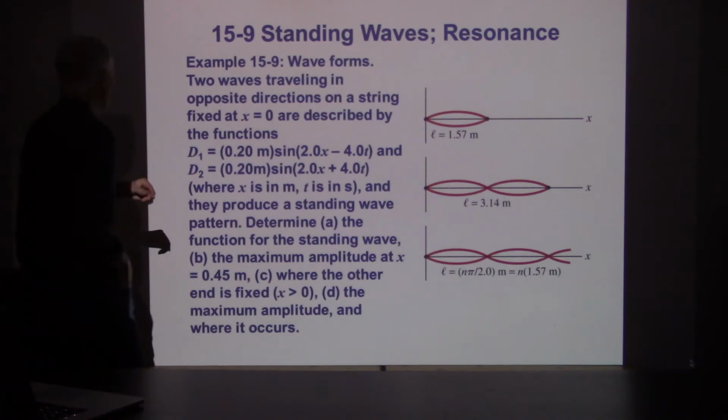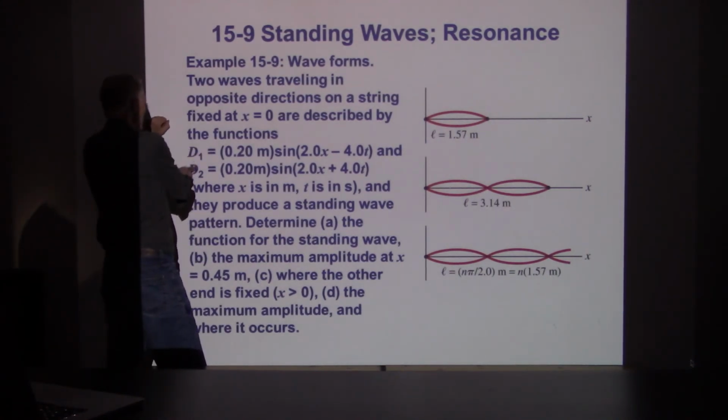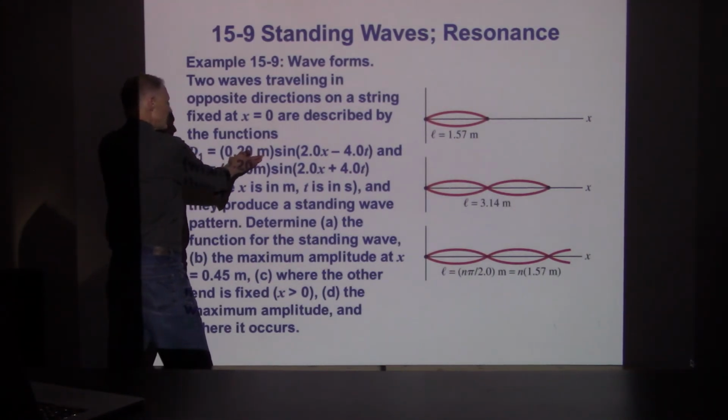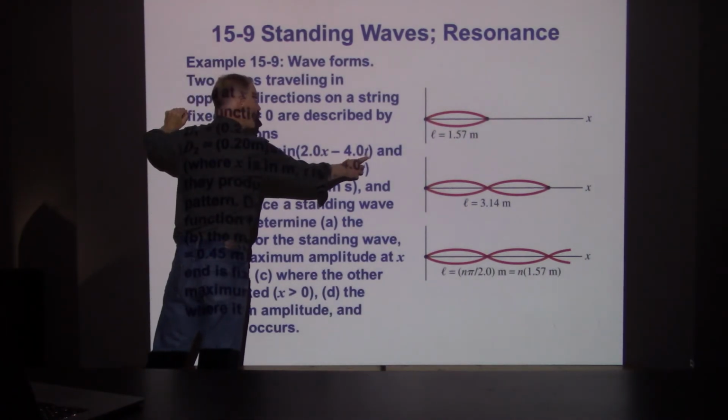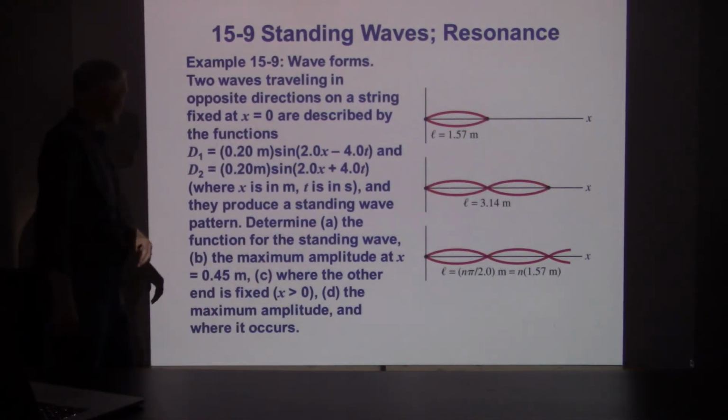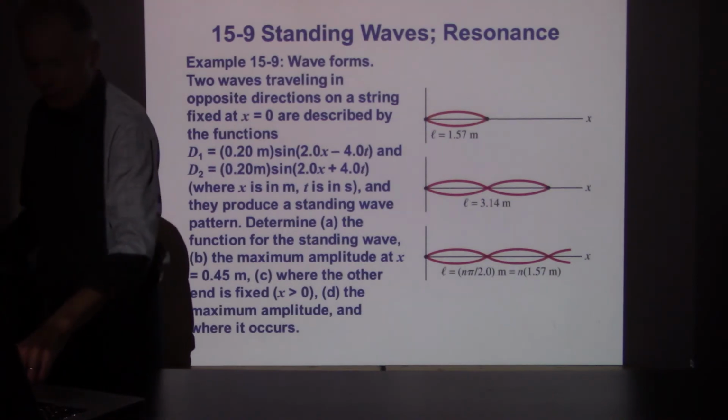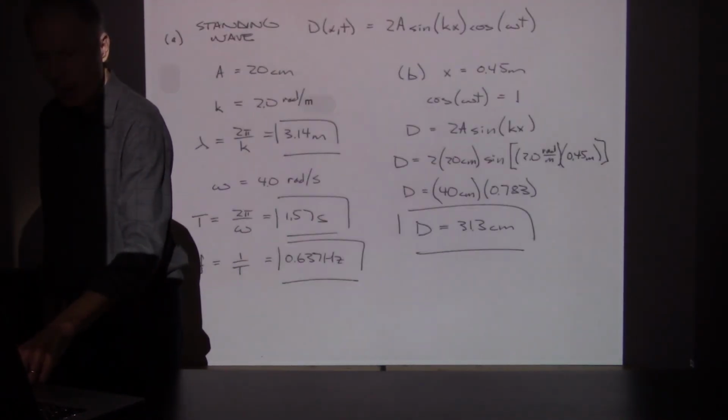Okay, so what textbooks like to do is they give you these functions. This is the amplitude, so I'm just going to write that down as big A. What's in front of the x is the wave number. That's the wave number k. And then in front of the t is omega. That's the radian frequency. And so that's what I've done. I've read those numbers off.